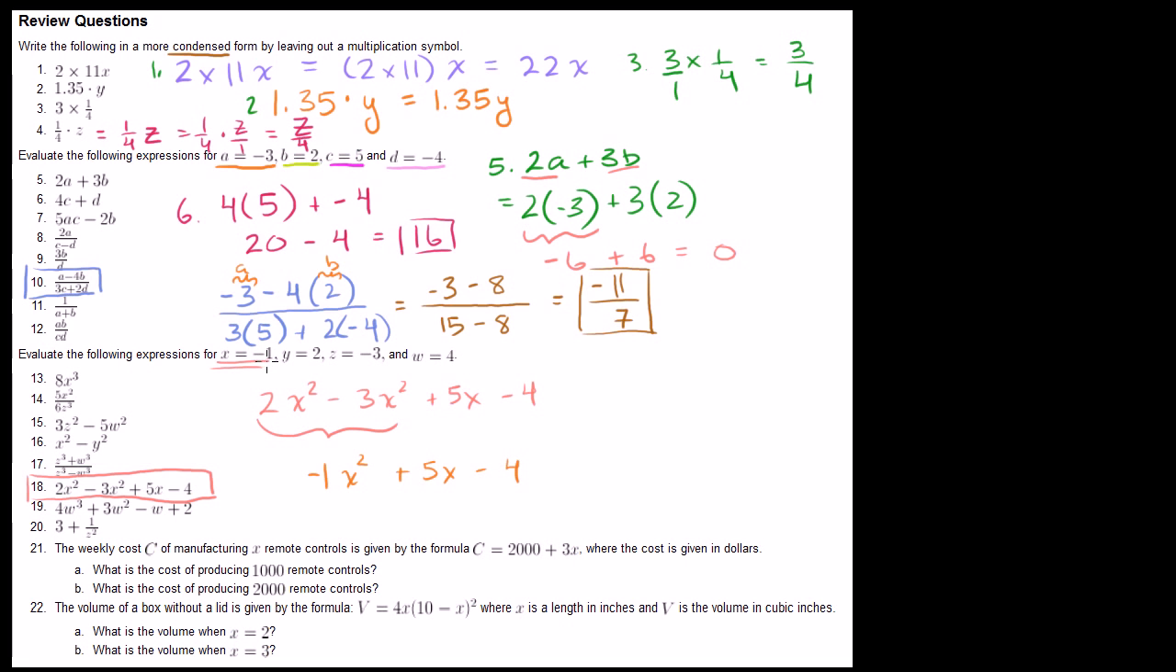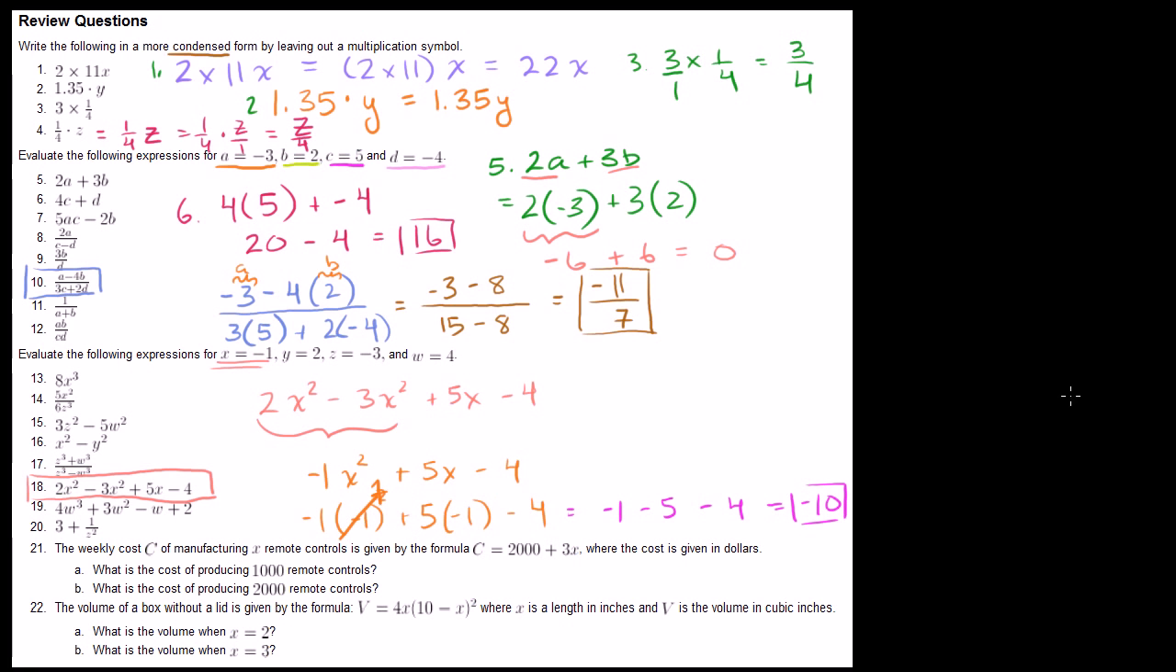And they tell us x is equal to negative 1. So this is negative 1 times x squared, negative 1 squared, plus 5 times x, which is negative 1, minus 4. So what is this? Negative 1 squared is just 1, right? So this whole expression simplifies to negative 1 plus 5 times negative 1. We do the multiplication first, of course. So that's negative 5, minus 4. So negative 1 minus 5 is negative 6. Minus 4 is equal to negative 10.